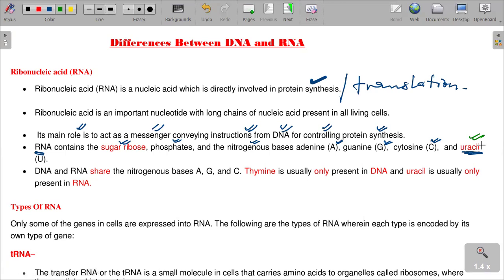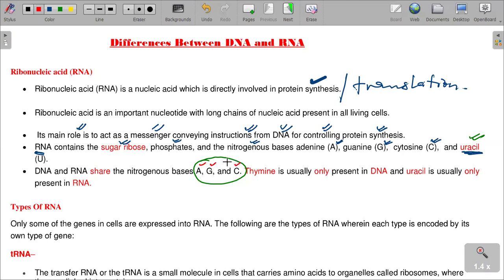DNA and RNA share nitrogen bases. Like I said, there are three nitrogen bases that they share. This can also appear in your multiple choice question, asking you to identify the three nitrogen bases that are common in both RNA and DNA nucleic acids. What you must know is that they both have adenine, they both have guanine, and as well as cytosine.